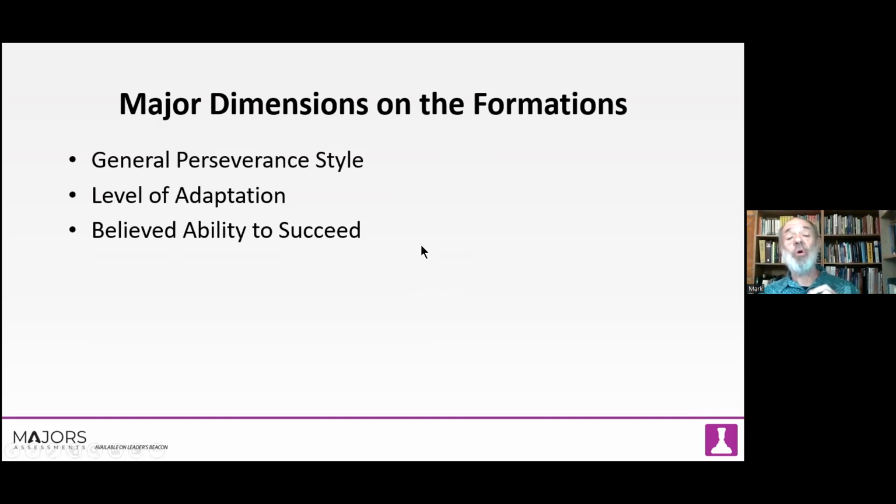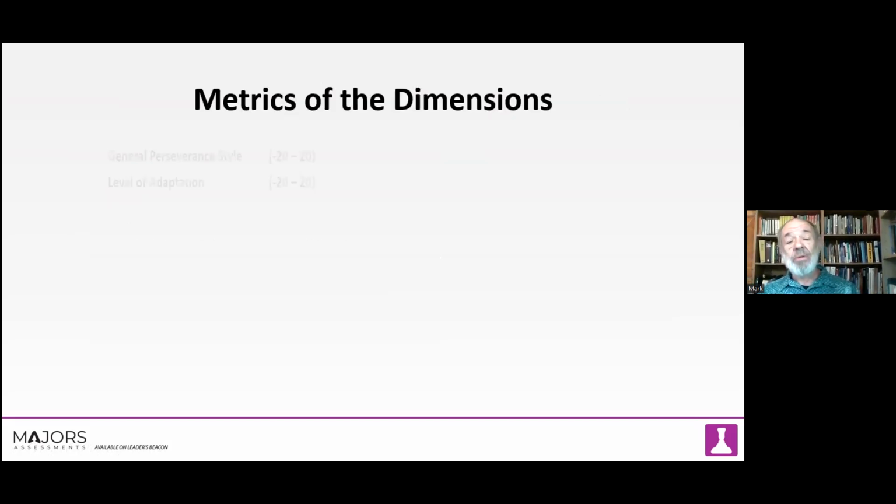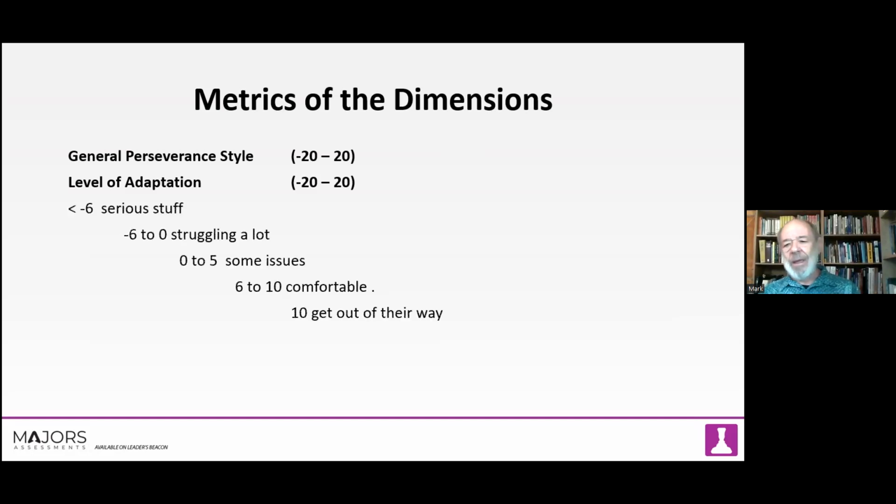Major dimensions are general perseverance style in the face of problems, in the face of pressure, and what kind of emotional style do they have about that? Then level of adaptation. How do they adapt to people in their environment, communication? How do they treat their own information? Are they rigid about things? And do they believe that their relationships will be okay? Or will they fail? So the metrics, very simply, are minus 20 to 20 on the two main scales, general perseverance style and level of adaptation.